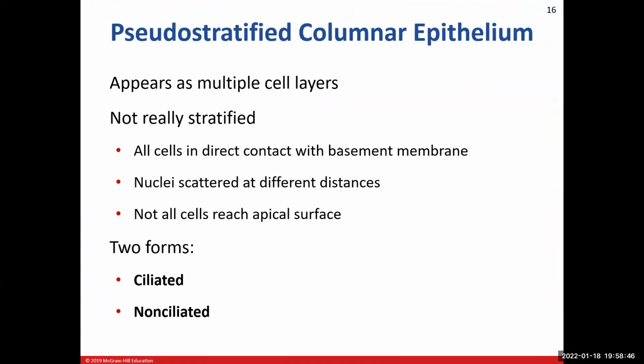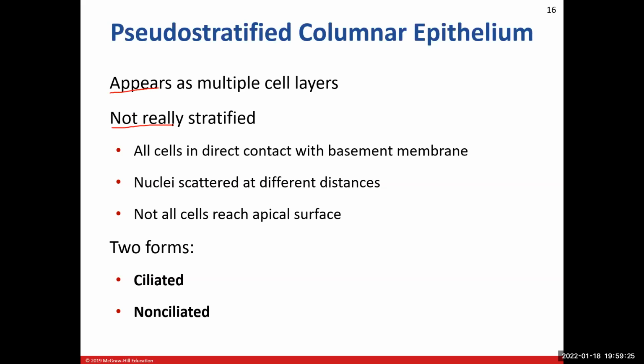All right, now we have another type of epithelium called pseudo-stratified columnar epithelium. If you look at the term pseudo-stratified, pseudo means false. So this type of epithelium looks like it's more than one layer. It looks stratified, like it's two or more layers, but it's not. It is not stratified, so keep that in mind. It appears to be, but it's not really stratified here.